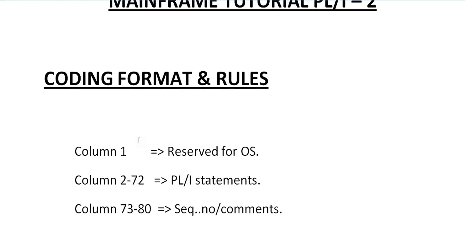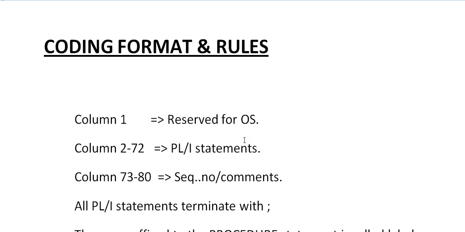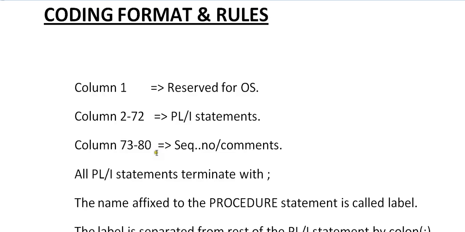So when you look at the coding sheet, it has 80 columns, right? Same as a COBOL program. And in those 80 columns, the first column is reserved for the OS, that is the operating system, and columns 2 to 72 are for PL/1 statements, and columns 73 to 80 are for sequence numbers or comments. So it is quite different from COBOL, right?